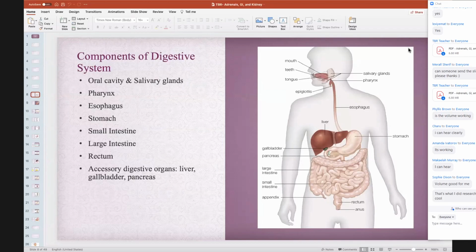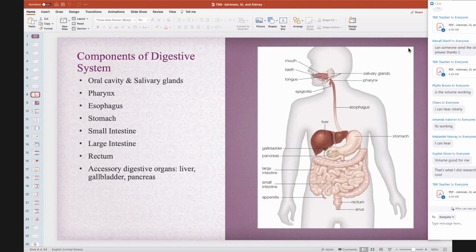Everything pictured here is part of the digestive system, all the way from the mouth, the oral cavity, to the anus. Everything in between, pictured here, is part of the GI system. So we do have accessory digestive organs, including the liver, gallbladder, and pancreas. We'll go over what each of those do.